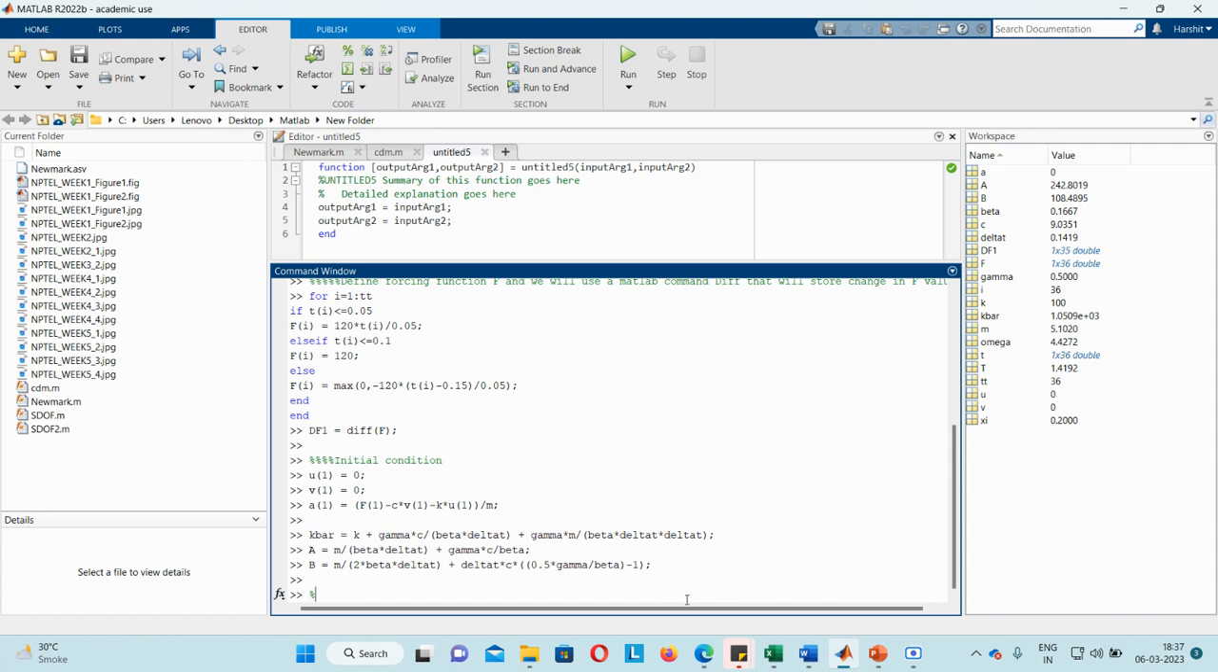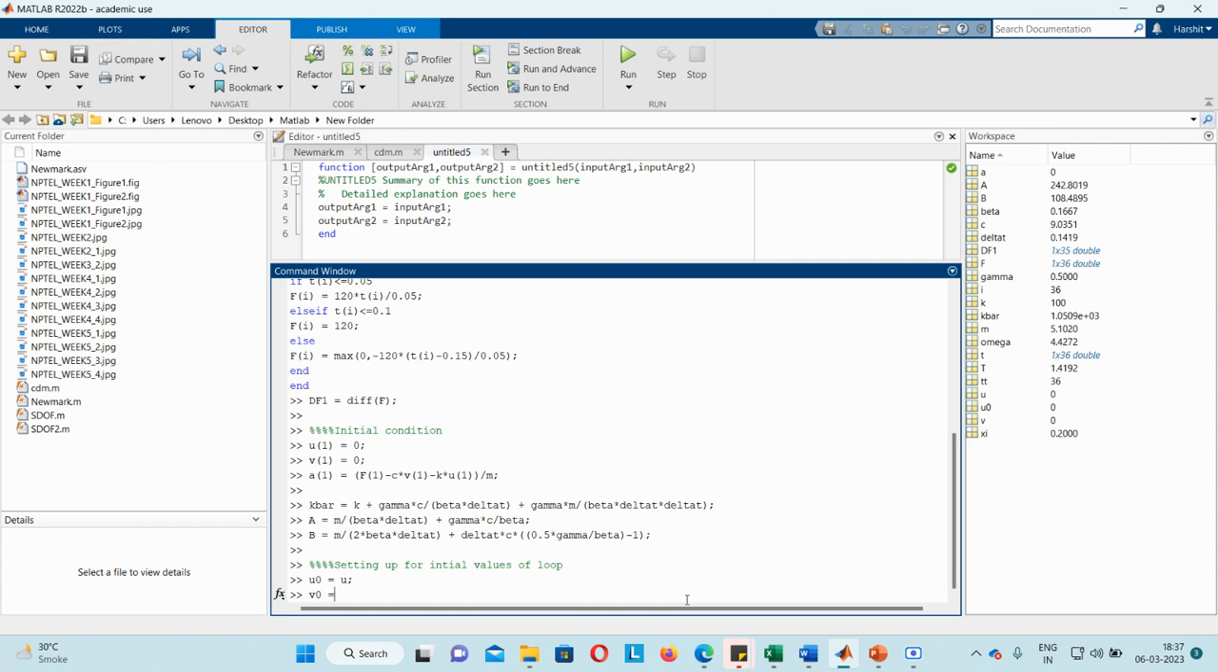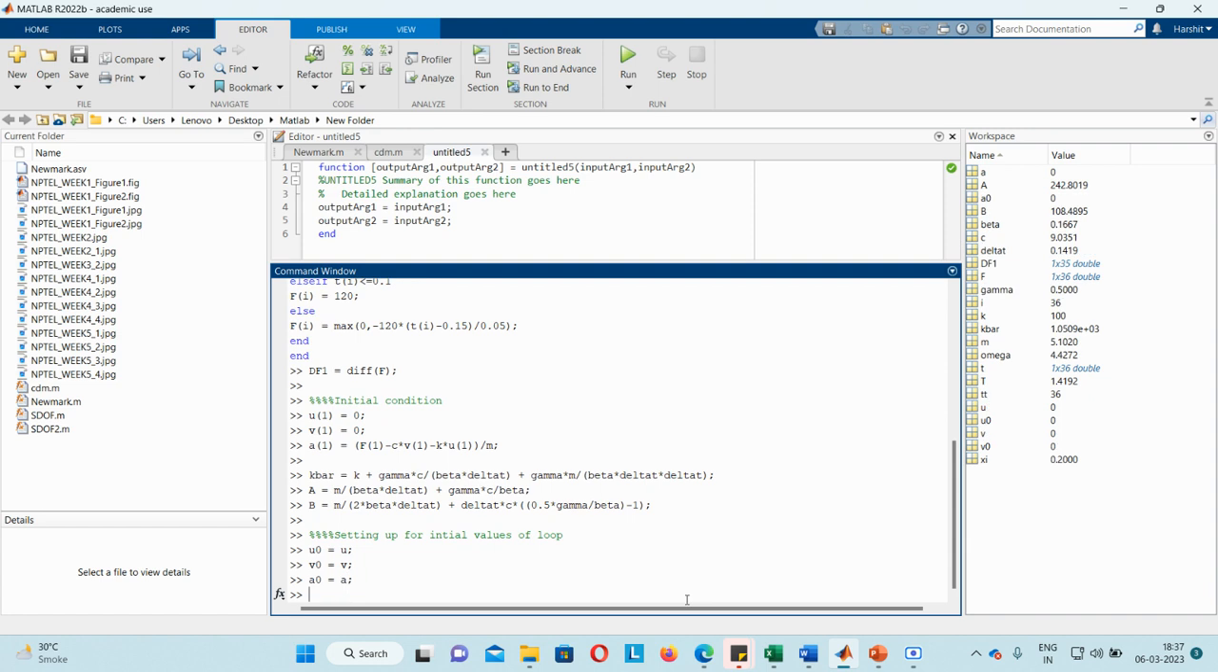Now the next step is setting up the initial values of the loop that we will create. Okay, so u naught is equal to u, v naught is equal to v, a naught will be equal to a. These all values we calculated and t will be equal to the first time. So first time is 0 only.